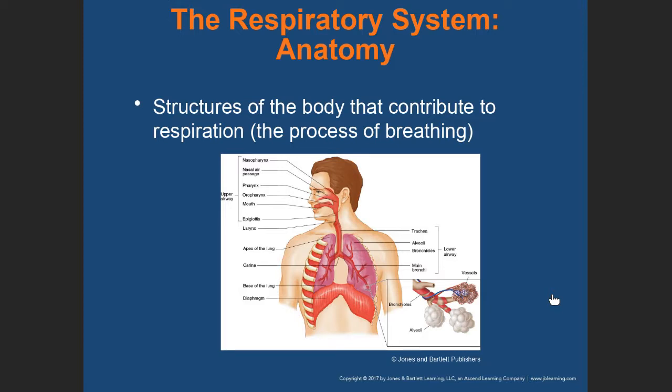Now, the respiratory system is responsible for the exchange of oxygen between the environment and the systems within the body. That's the main purpose. The respiratory system is divided into two sections: the upper airway and the lower airway. As an EMT or EMS provider, you must be able to assess and manage complications with the upper airway, and with the lower airway. So let's start off with the structures of the upper airway.